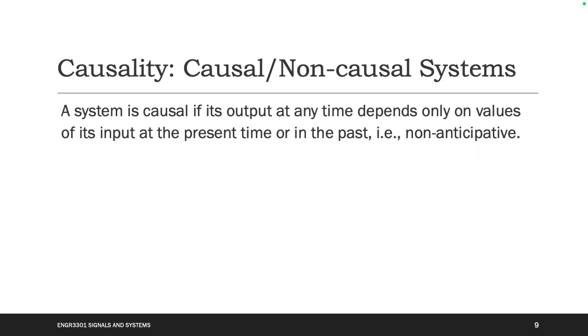It is also non-anticipative, which means the output only depends on the present time or the past time. It will not depend on the future time. If it only depends on the present time or the past time, we say it is causal. Otherwise, it is non-causal. Okay, let's view some examples.